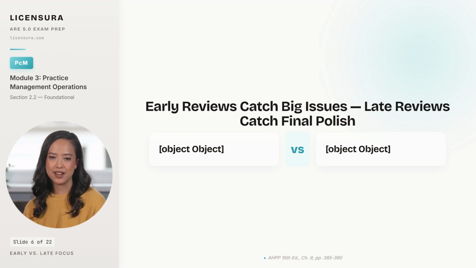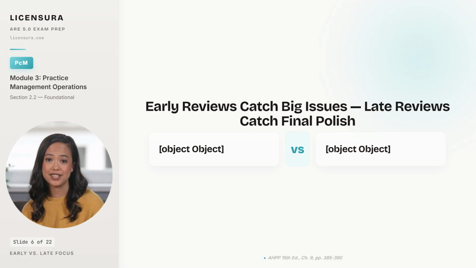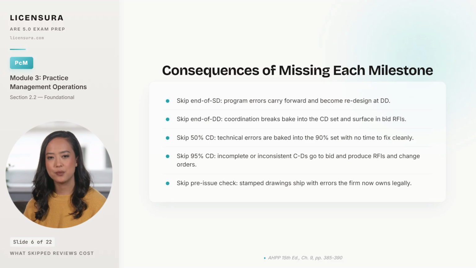Skip any of the 5 and the consequences compound. Each missed milestone shifts the cost of the find downstream. Walk through what skipping each checkpoint actually costs the firm. Skip the end of SD review, and any program error or system misalignment carries forward into DD, where the cost of fixing it has multiplied because every dependent decision has now been built on top of the original mistake.